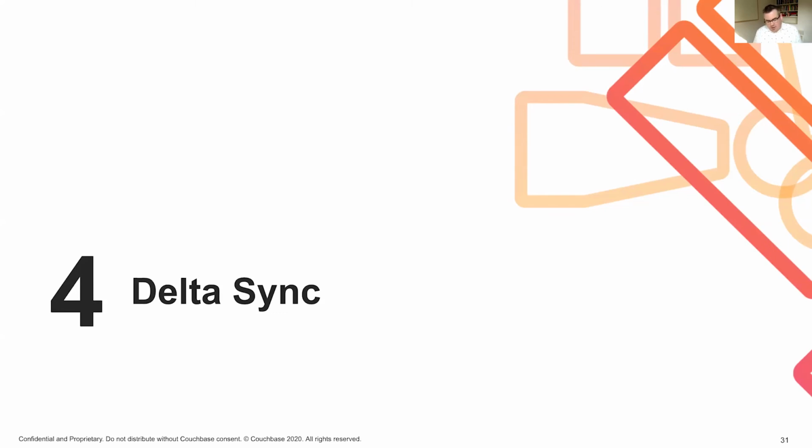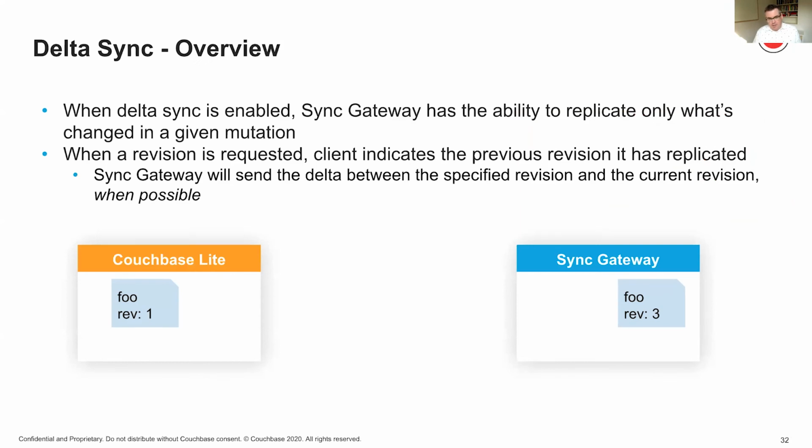So the last thing I wanted to talk a little bit about was Delta Sync. Just as a background of the feature, when Delta Sync's enabled, Sync Gateway has the ability to replicate only what's changed. The goal here is to reduce the amount of bandwidth between Sync Gateway and clients by only sending what's changed as opposed to the full document.